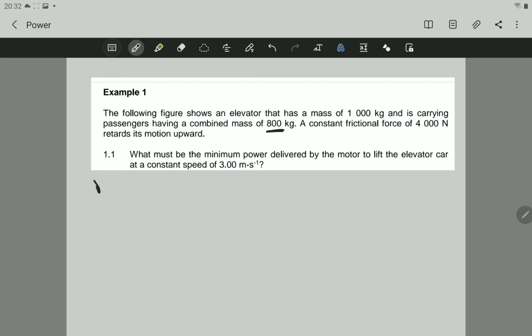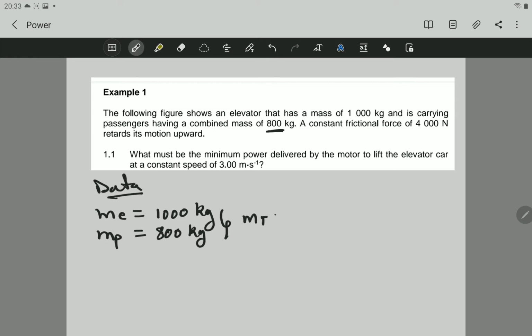So first of all, let's write the data. Let's see what we have here. The mass of the elevator, I'm going to use E for elevator, is equal to 1,000 kilograms. The mass of the passengers, I'm going to write P for passengers, is equal to 800 kilograms. Therefore, this will be m_t, the total mass, and it is equal to 1,800 kilograms.